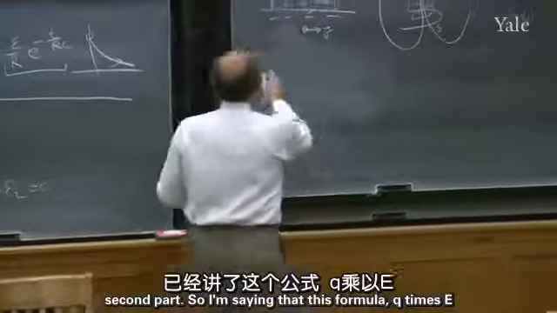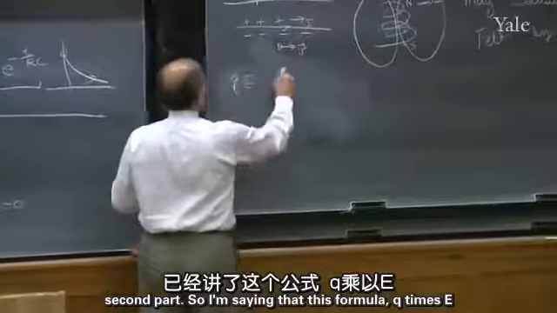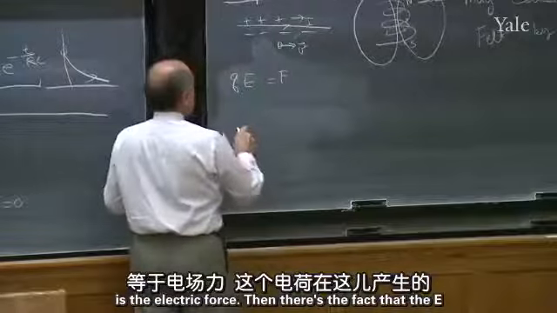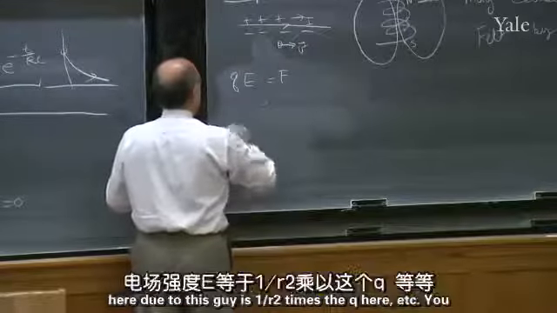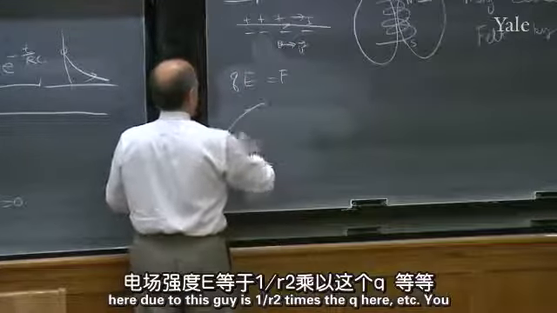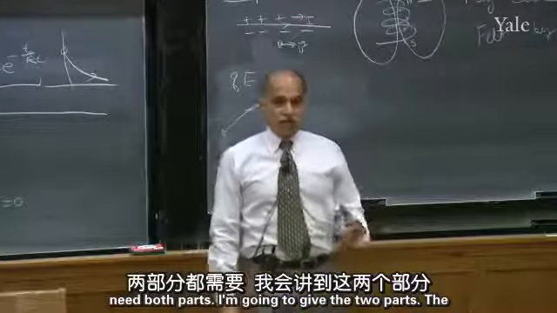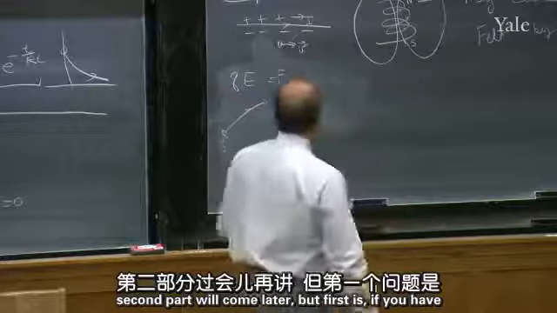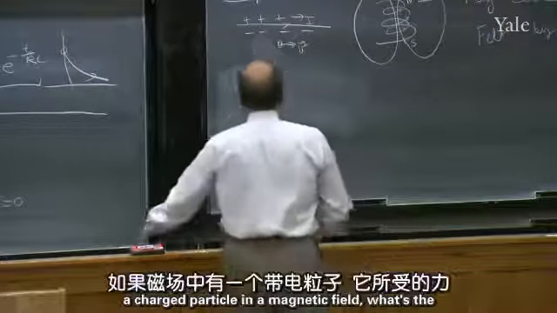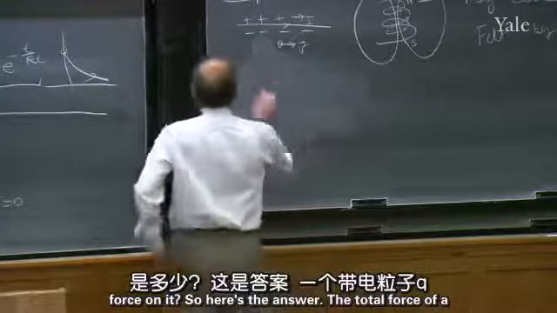So I'm saying there is this formula, Q times E, the electric force. Then there's the fact that the E here, due to this guy, is 1 over R squared times the Q here, etc. You need both parts. So I'm going to give the two parts. The second part will come later. But first is, if you have a charged particle in a magnetic field, what's the force on it?